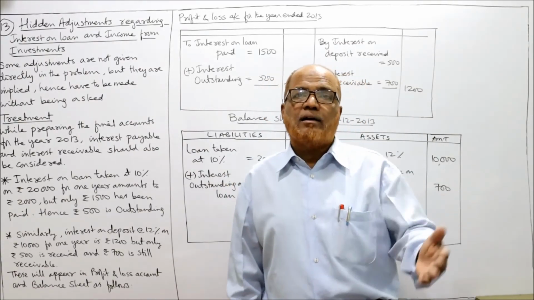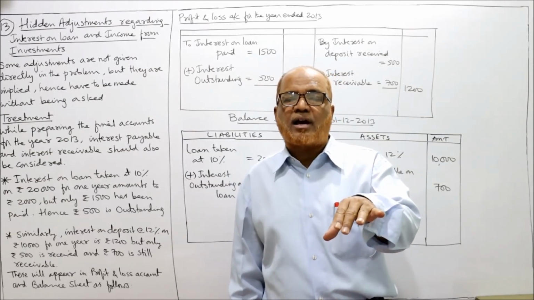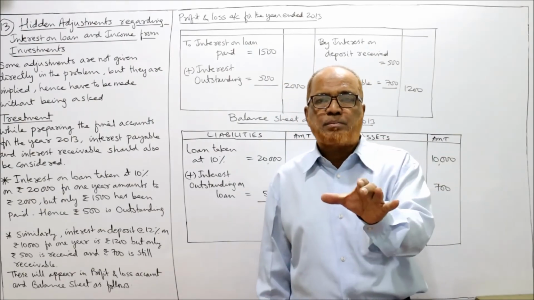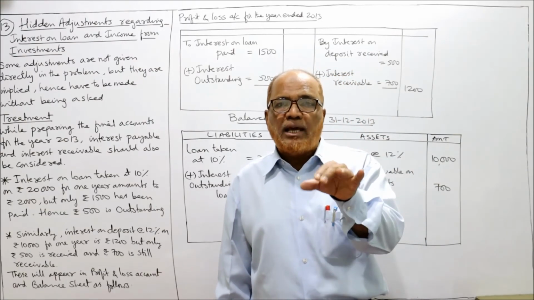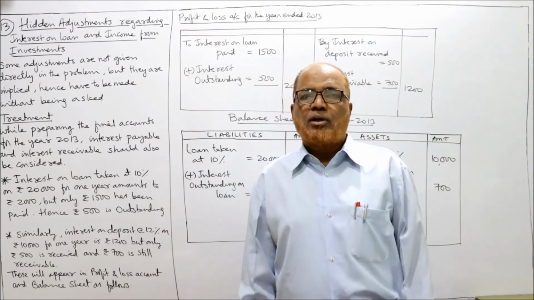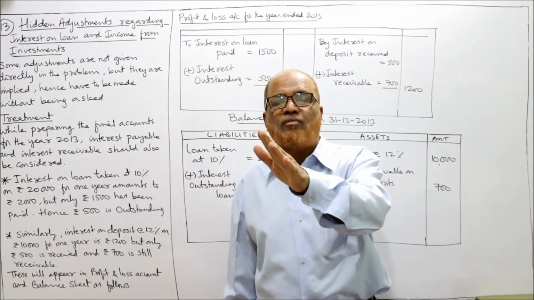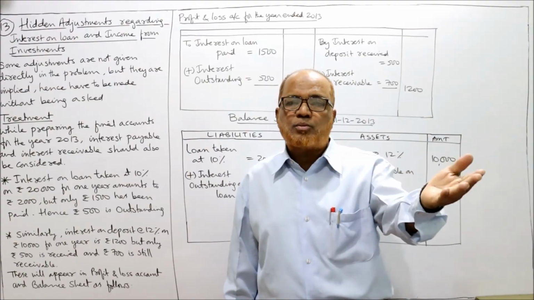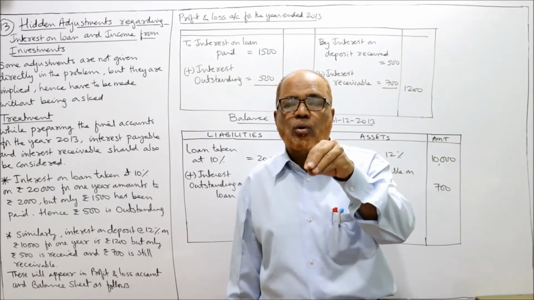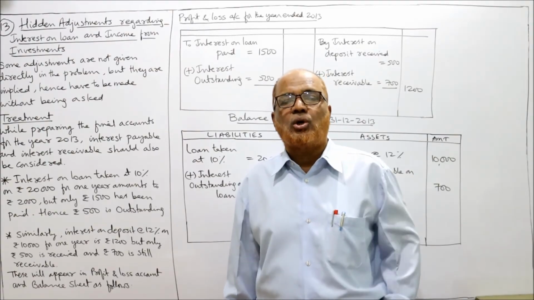So according to the accrual system of accounting, all expenditure of the current year, whether paid or not, should be taken into account. All expenditure of the year, all income of the year, whether received or not, we should take it. So total interest on loan will come to 2,000, 10% of 20,000. But interest paid is 1,500 rupees. So 500 rupees interest on loan is outstanding. We have to pass an entry for this outstanding interest on loan.